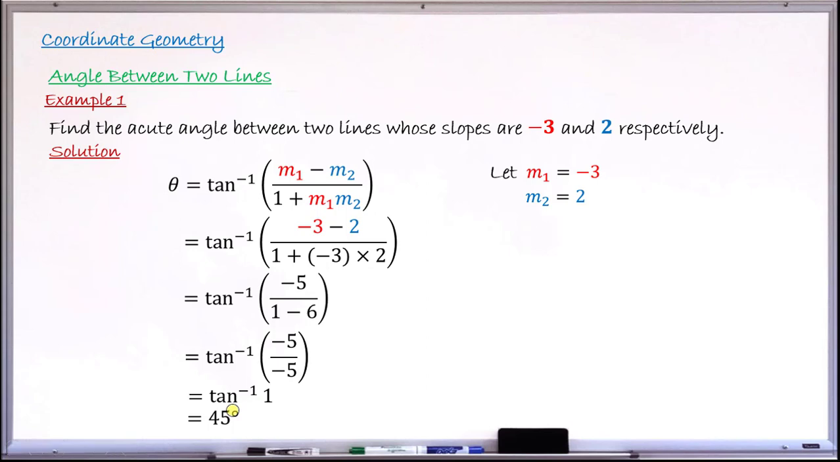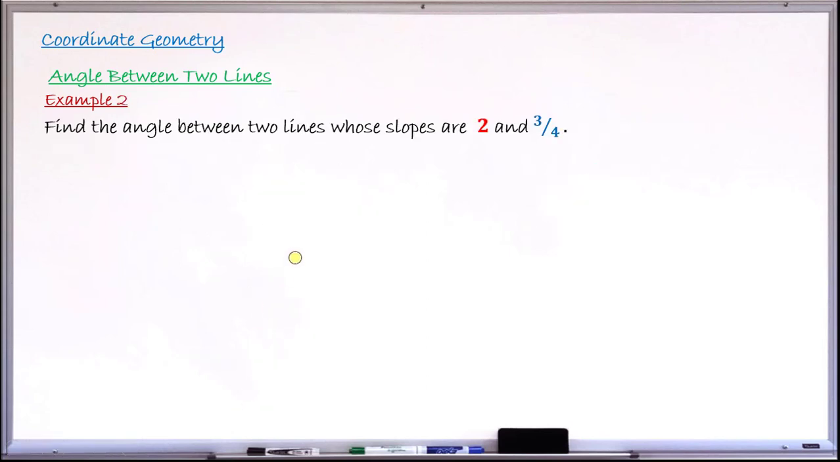Let's take one more example. Example number 2: we are asked to find the angle theta between two lines, and those two lines have slopes 2 and 3 over 4 respectively. Solution: writing down the formula for finding the angle theta between the two lines, theta equals tan inverse of the bracket m1 minus m2 all over 1 plus m1 m2, where m1 is the slope of the first line, which in this case is 2, and m2 is the second slope, 3 over 4.